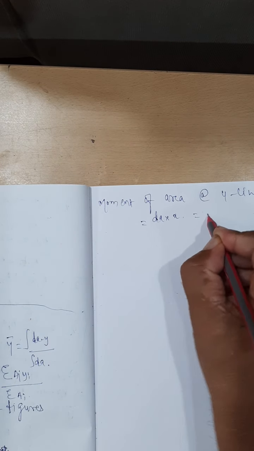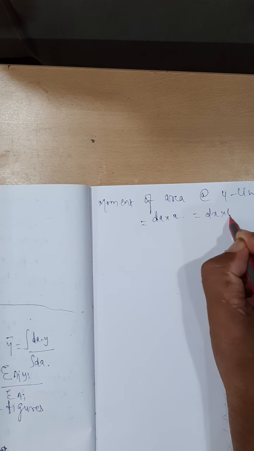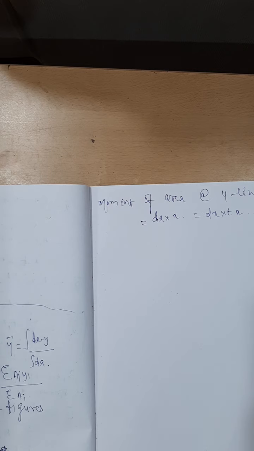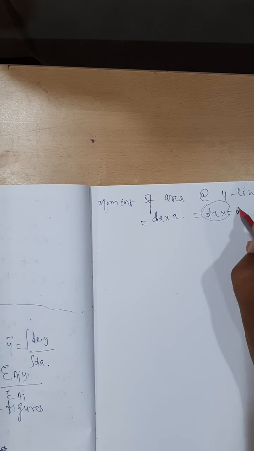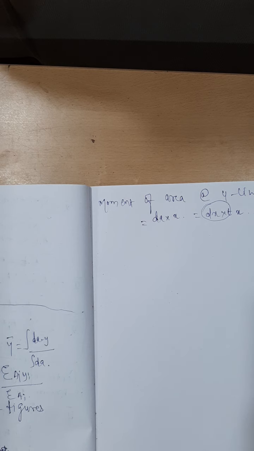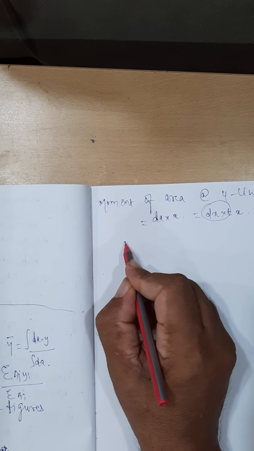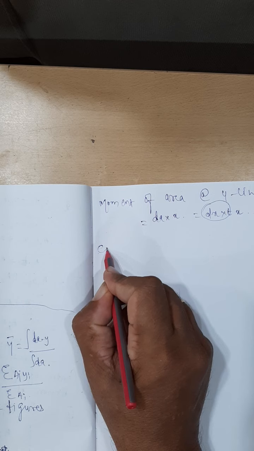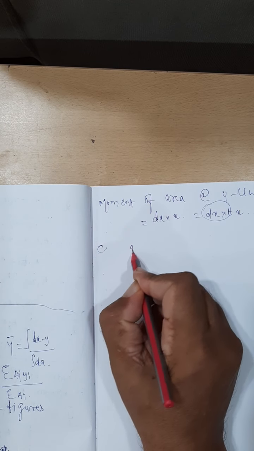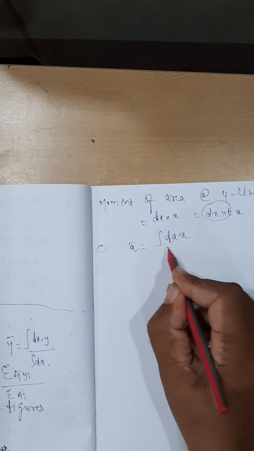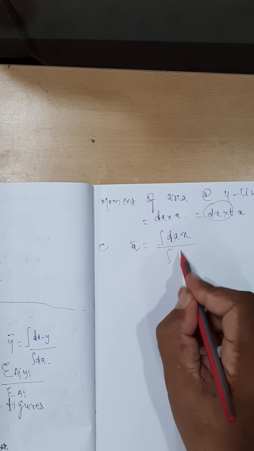This small area is given by dx into t, and its location is at a distance of x. This is the area multiplied by the distance. Is it all right? Now, the center of gravity of the figure, the coordinate of the centroid, x bar, is given by the formula: the integral of x dA divided by the integral of dA.